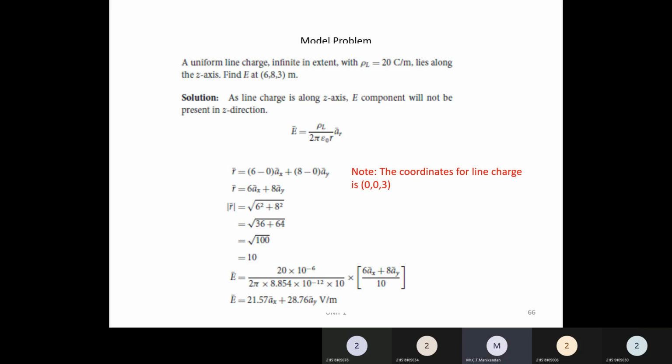You will be getting the E value. Either you can finish it off up to this one, or you can take the modulus of the E vector. So the modulus of E vector is equal to root of 21.57 square plus 28.76 whole square. That will be the final answer. So this is what we have for electric field due to infinite line charge.